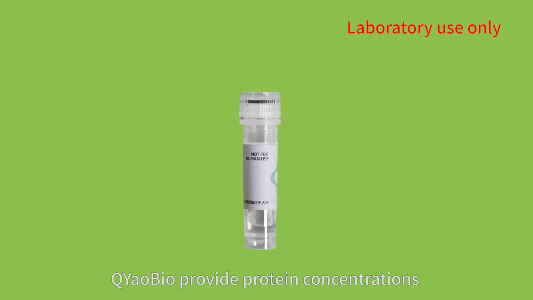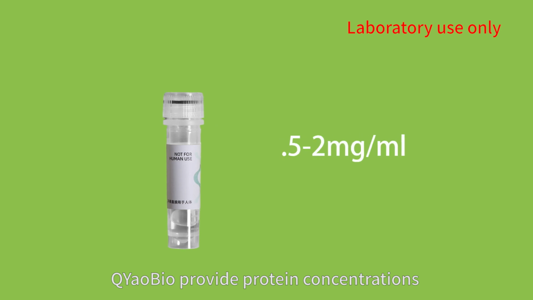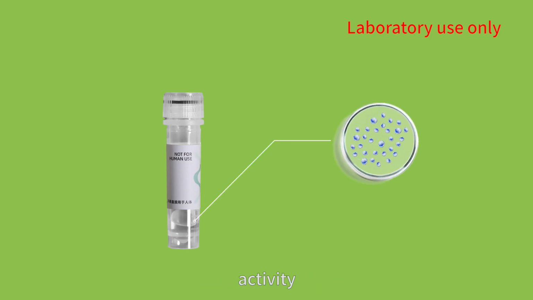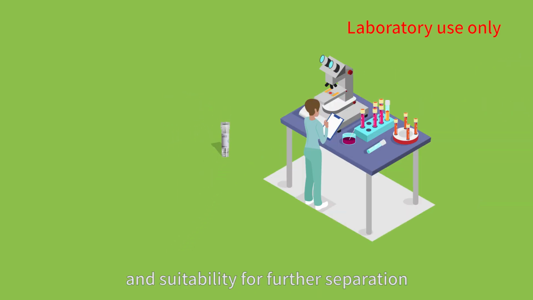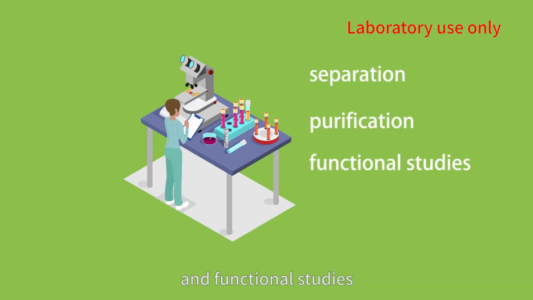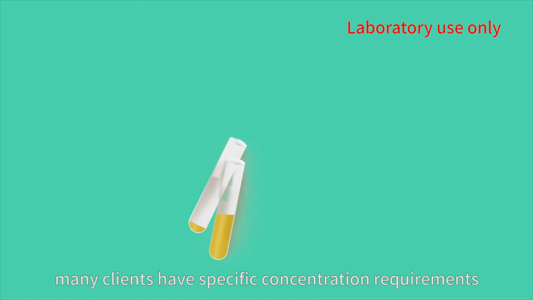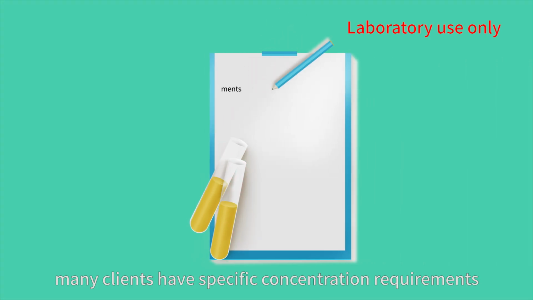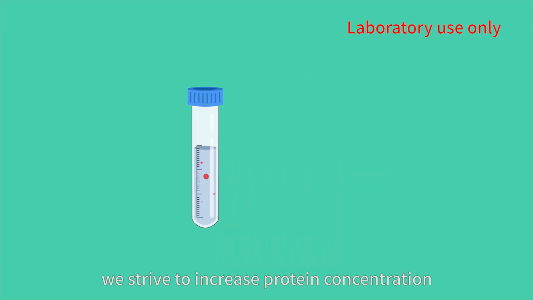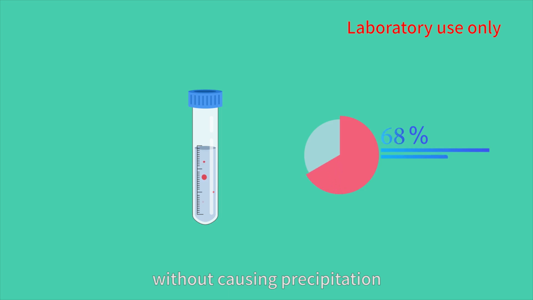Changyao Bio provides protein concentrations ranging from 0.5 to 2 milligrams per milliliter, ensuring stability, activity, and suitability for further separation, purification, and functional studies. However, many clients have specific concentration requirements. To meet these needs, we strive to increase protein concentration without causing precipitation.